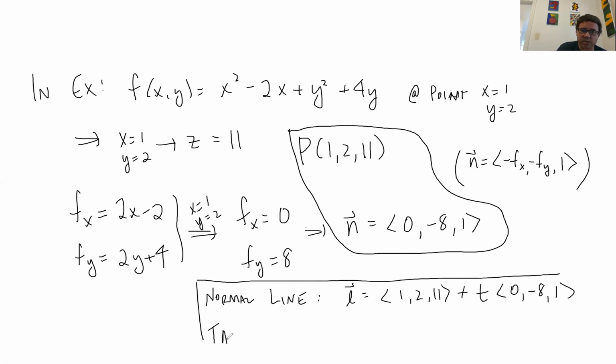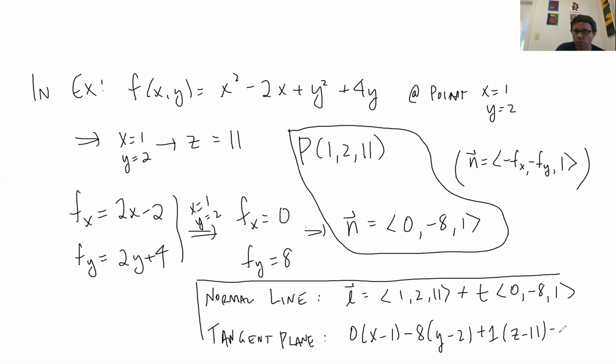And then we get the tangent plane by doing 0 times (x minus 1) plus, well, it's negative 8 times (y minus 2), and then plus 1 times (z minus 11) equals 0. So again, just pulling out the (0, negative 8, 1) from the normal vector and the (1, 2, 11) from the point, and I get my normal line and my tangent plane.